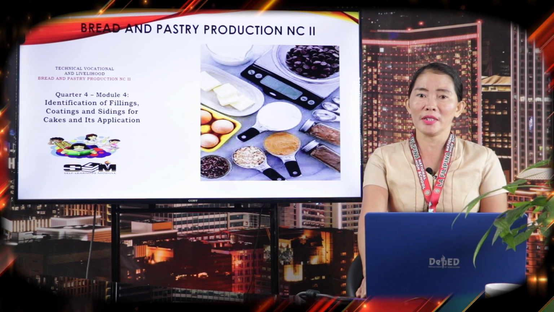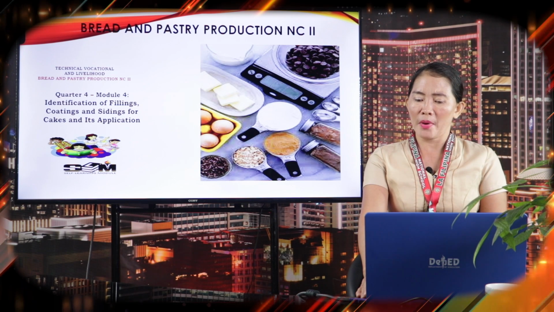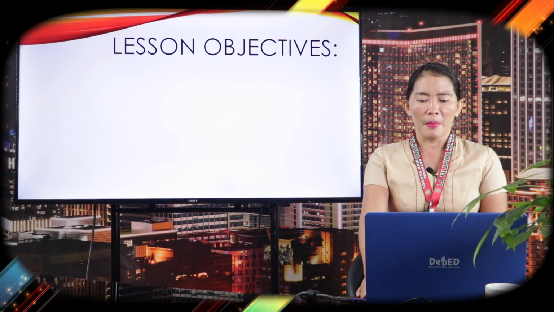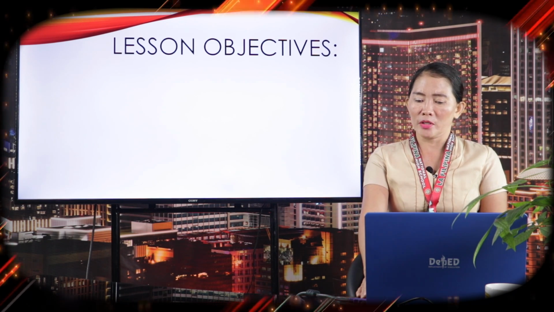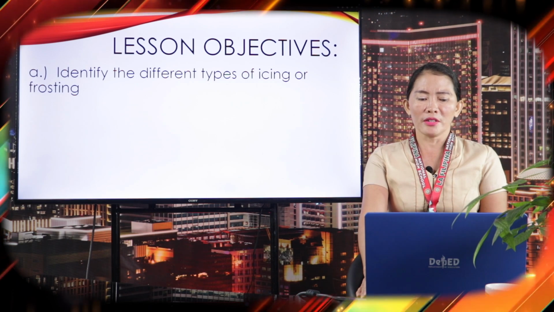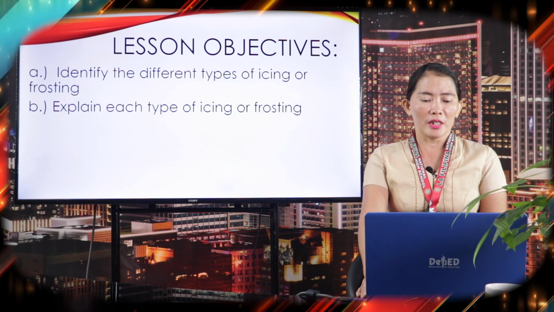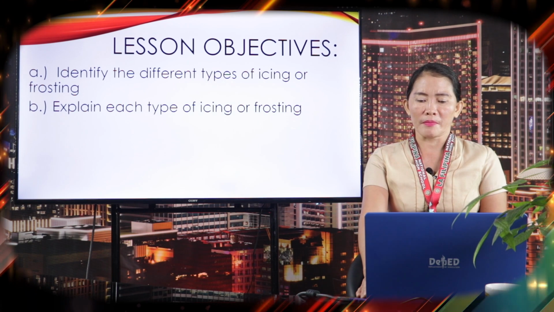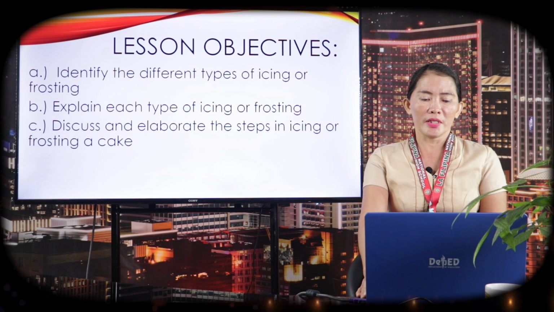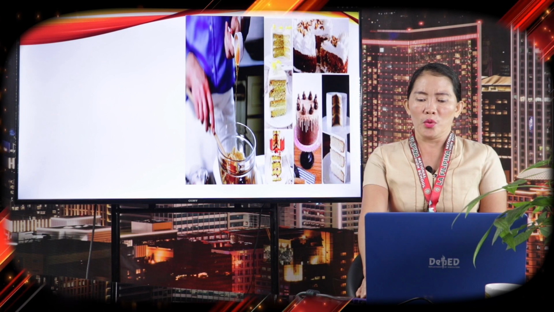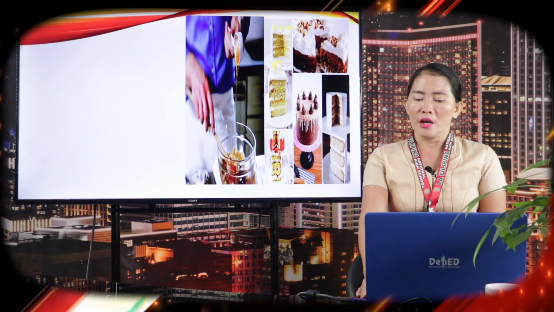Make sure that you are comfortably seated and be ready with your paper and pen for the note-taking in the lesson proper. Let's read first the objectives. At the end of the lesson, you are expected to: letter A, identify the different types of icing or frosting; letter B, explain each type of icing or frosting; and letter C, discuss and elaborate the steps in icing or frosting a cake. Which leads us to our most essential learning competency, identifying of fillings, coatings and sidings of cake and its application.